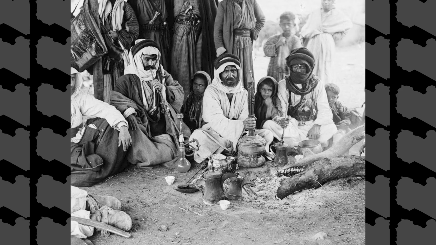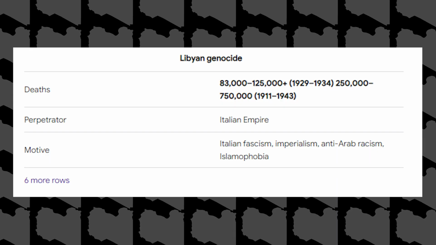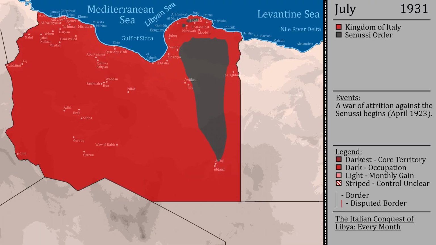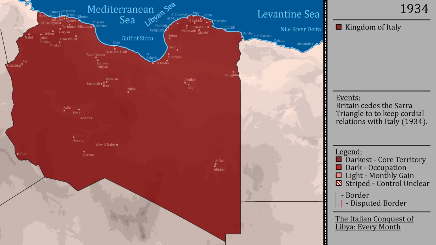It resulted in up to half the Bedouin population being wiped out and almost 1 million people dying in total in the genocide. When the dust finally settled and the last of the rebel groups finally surrendered, the Italians won. Libya was theirs.